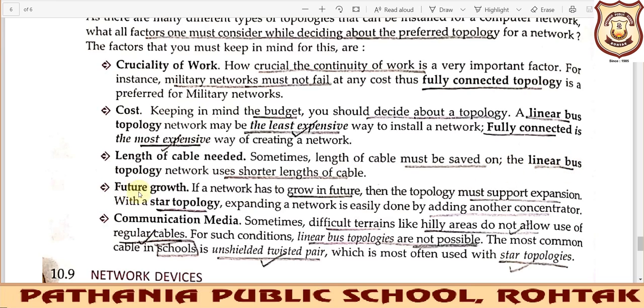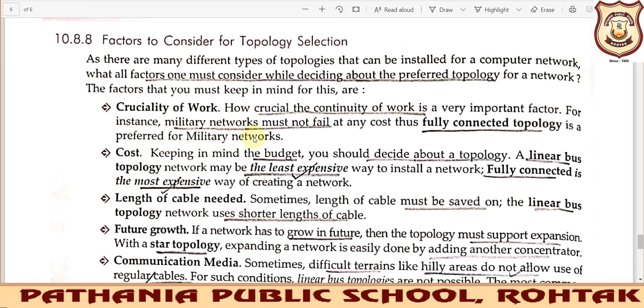Next, future growth. If you are concerned about future growth, that in future you need to grow your organization, then for that compatibility you should go with the star topology. And communication media, if it is your concern, you should go with different types of topologies. Like in school, you can go with the star topology also. So depending upon your requirement, you may select the topology. Topology is finally the arrangement of the systems in a particular network, how we are going to arrange the systems in the network.